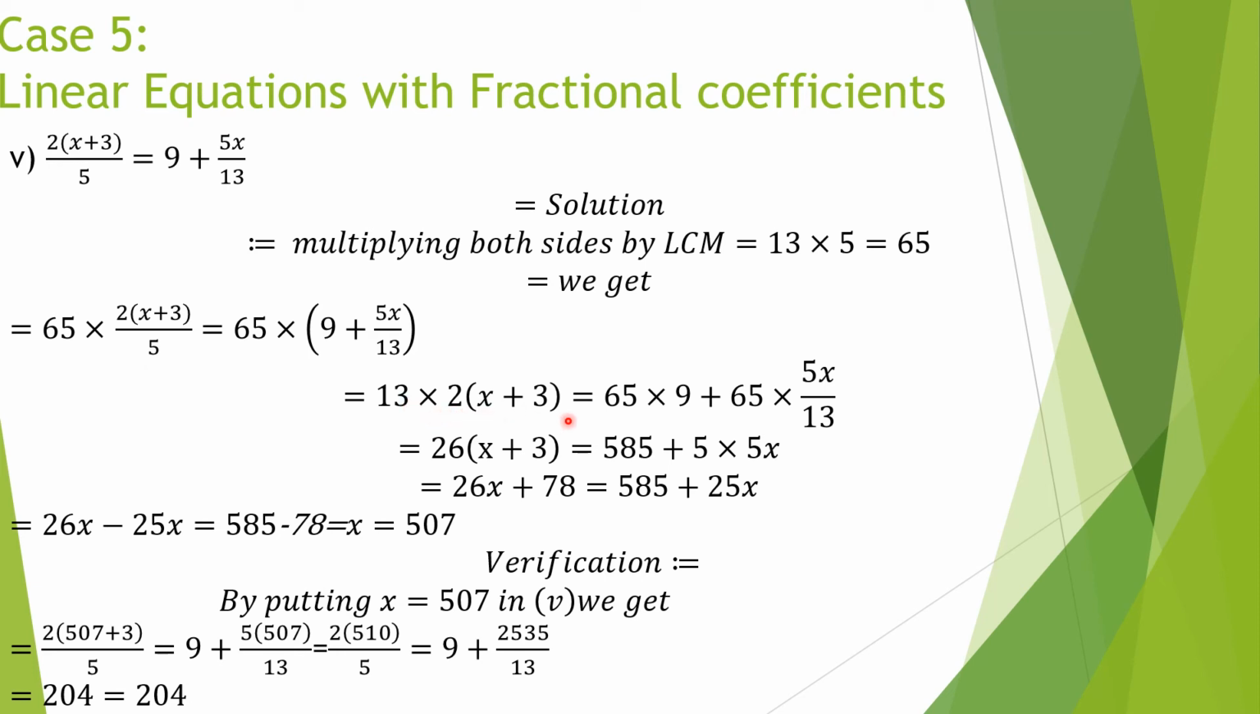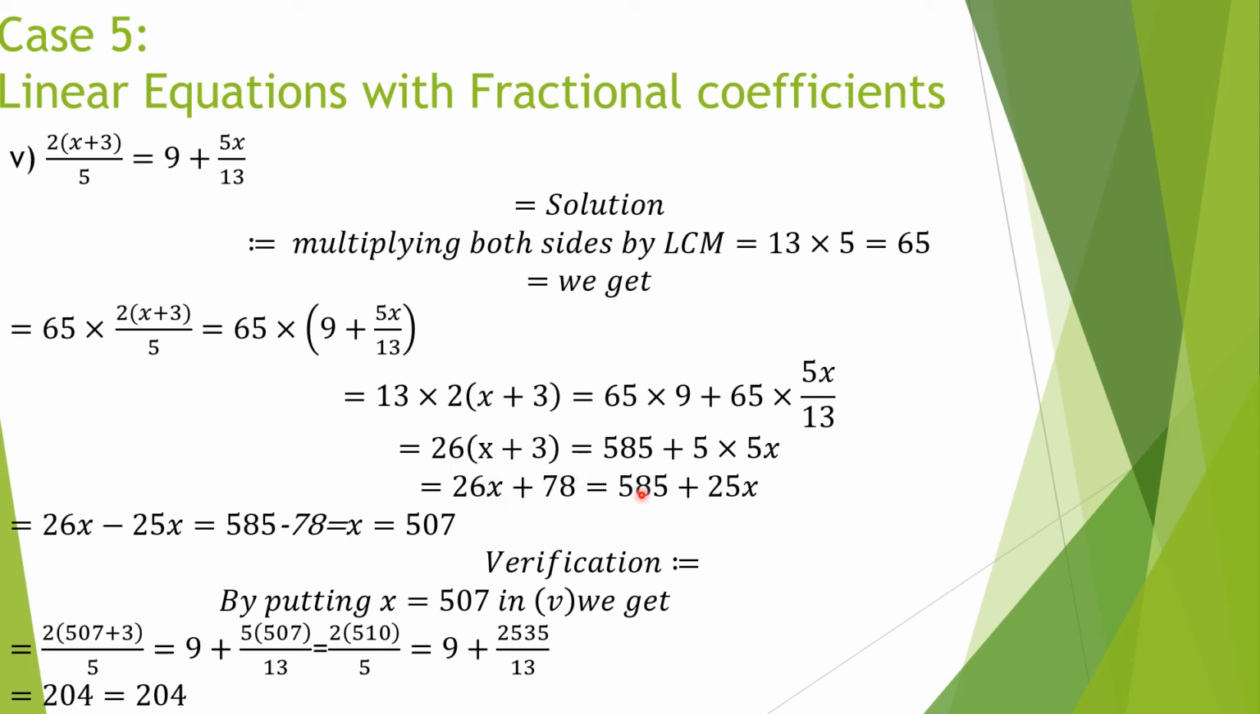That is the left hand side, and on the right hand side 65 is multiplied by 9 plus 65 is multiplied by another term, which is 5x upon 13. By solving, 13 into 2 is 26 bracket x plus 3. 65 into 9 is 585 plus, 13 and 65 are cancelled out. We get 5 into 5x, which is 25x. 585 plus 25x is the right hand side, and on the left hand side 26 is multiplied by x, 26x. 26 into 3 is 78.